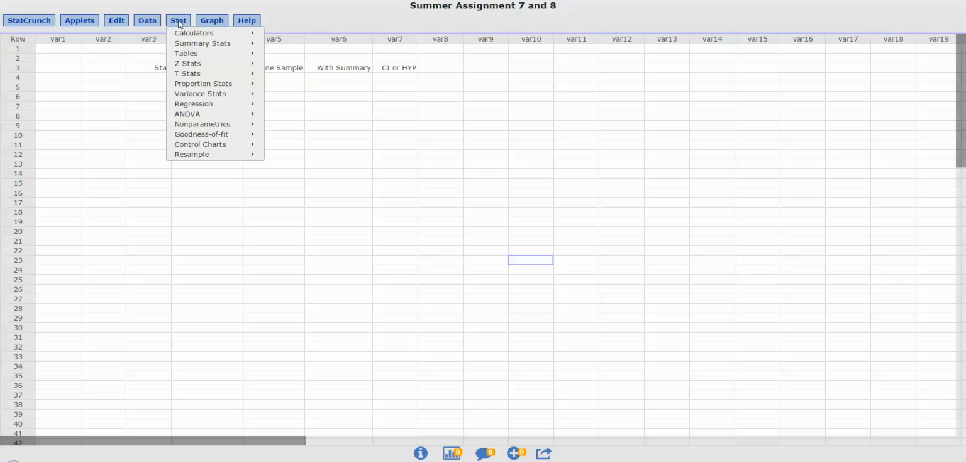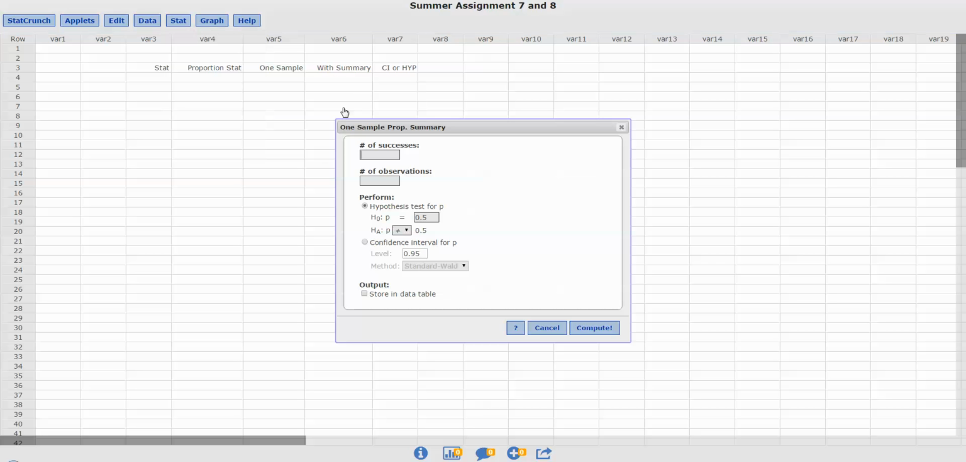Go to Stat, Proportion Statistics, one sample with summary, because I gave you that data. And we're going to do a confidence interval for assignment 7. The number of successes is going to be, in this case, X. There are 79 successes, or we saw something happen 79 times out of 525 times.